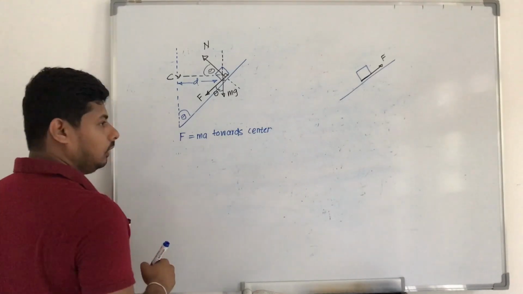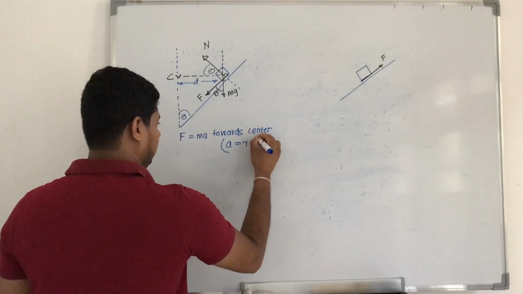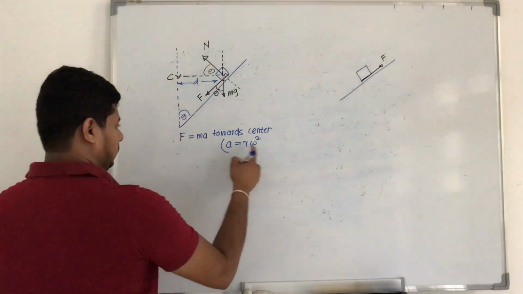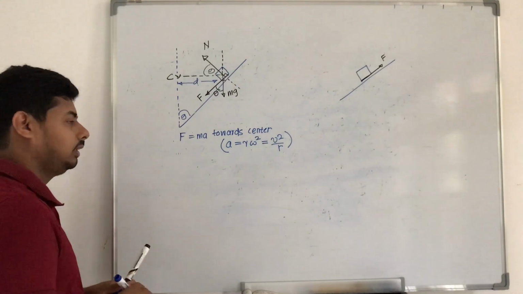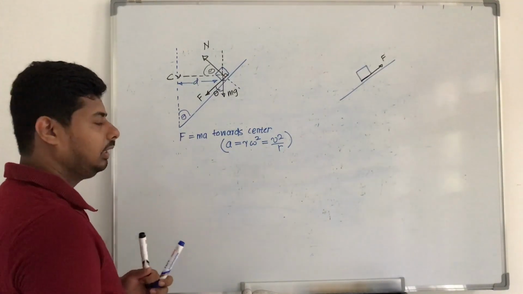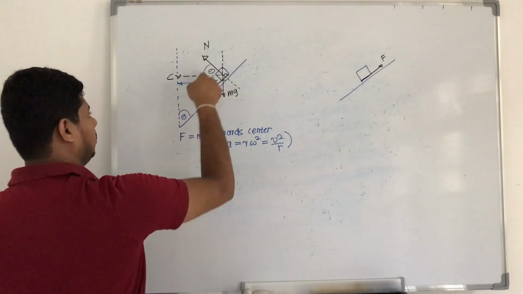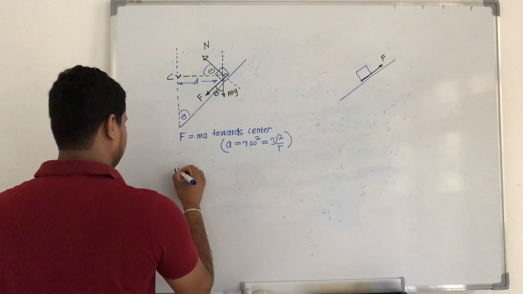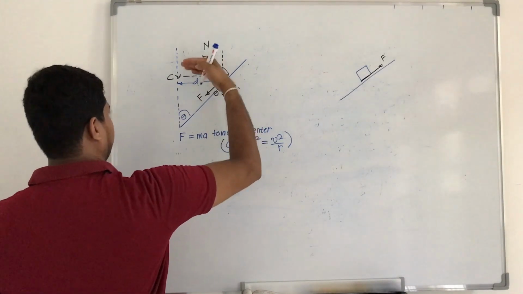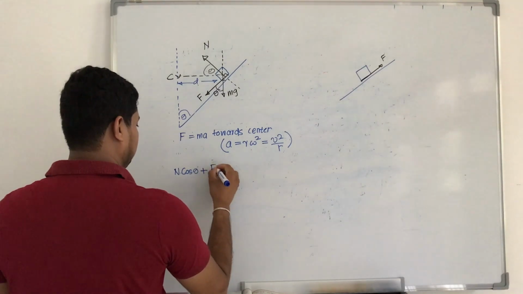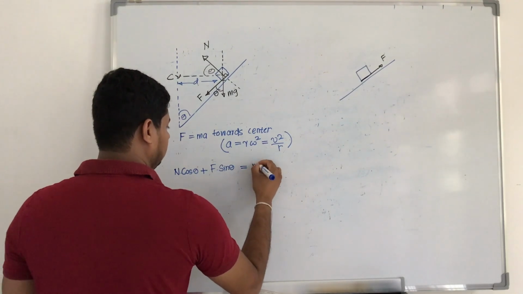So remember, when you apply F equals ma towards the center, this acceleration means the centripetal acceleration. It can be written in two ways, r omega squared or v squared over r. So these are the two ways to write the centripetal acceleration. Now, what are the forces acting towards the center? We have the component from N, that is N cos theta, plus the component from friction, F sin theta. These forces are equal to m times the centripetal acceleration.